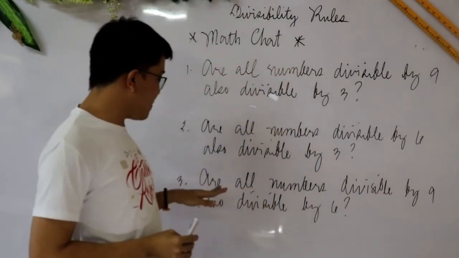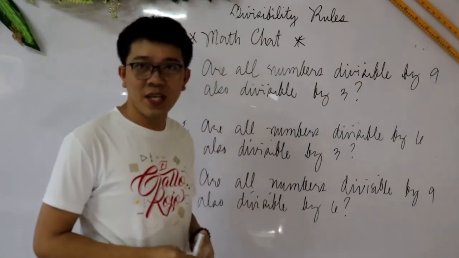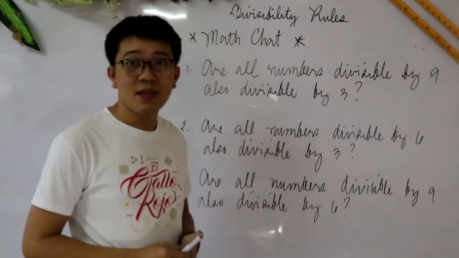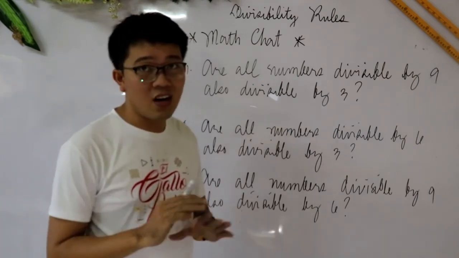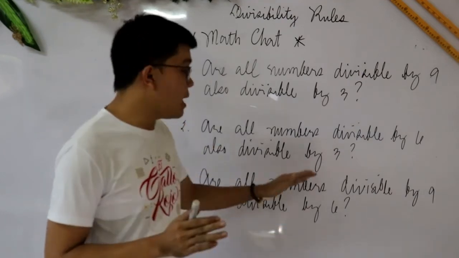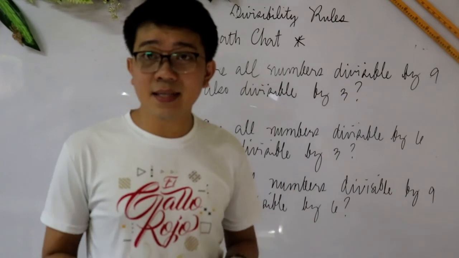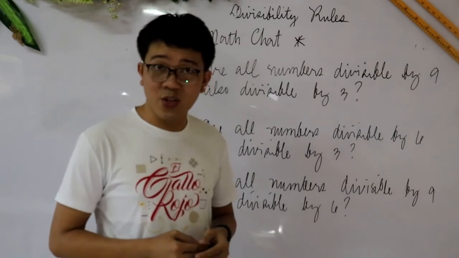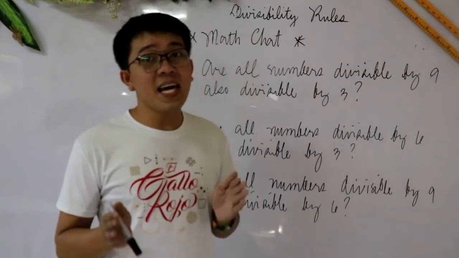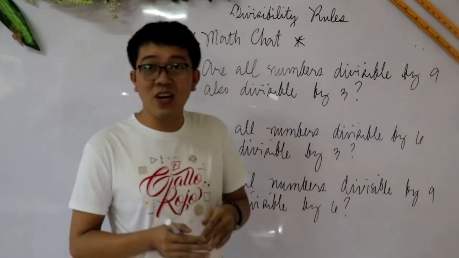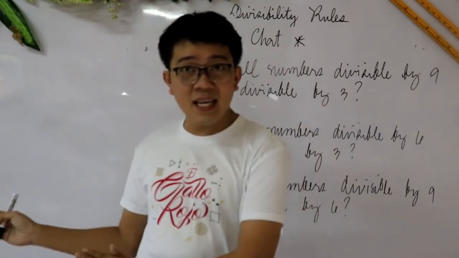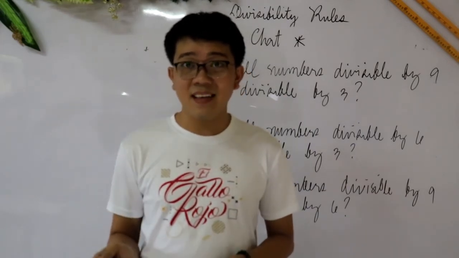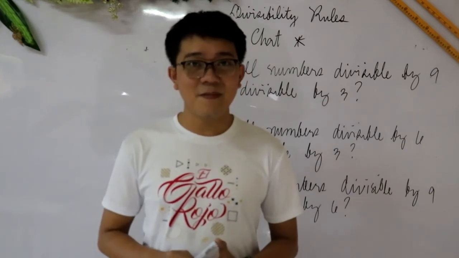Let's go down to number 3. Are all numbers divisible by 9 also divisible by 6? Do you think this statement is true? Is the answer yes or no? The correct answer is no. Not all numbers that are divisible by 9 are divisible by 6, because 6 is not a factor of 9. But to correct the statement, there are some numbers that are divisible by 9 and also divisible by 6. For example, 18. 18 is divisible by 9, and it's also divisible by 6, right?